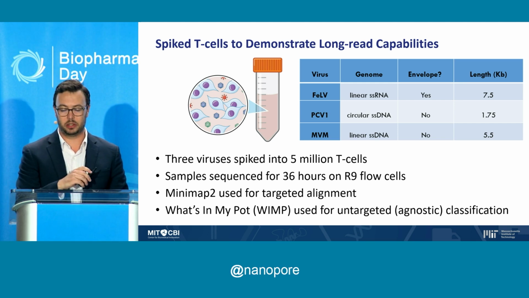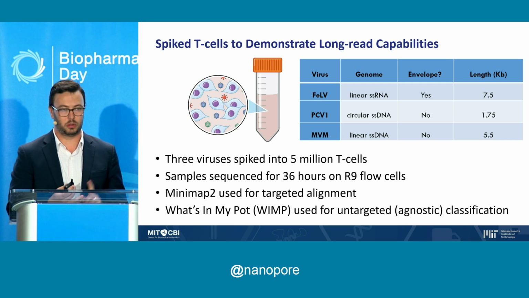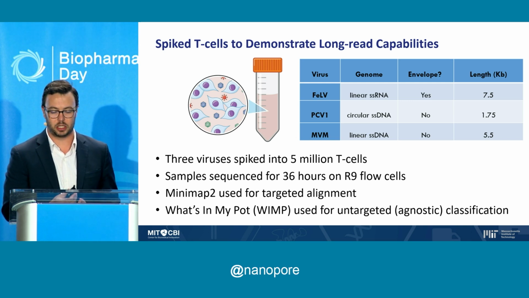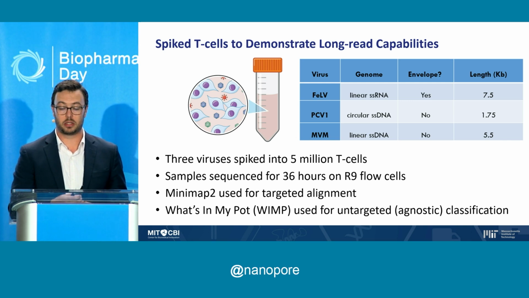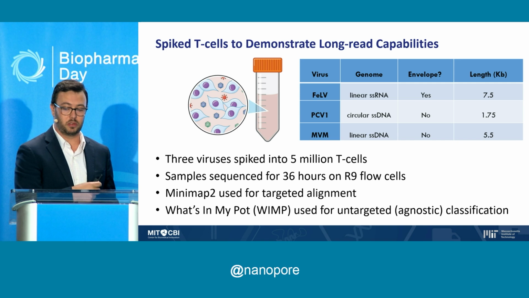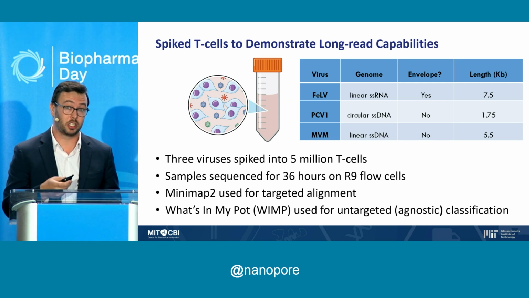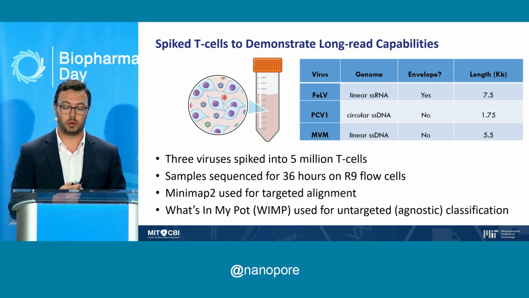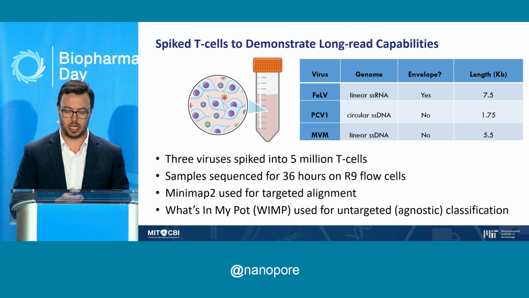So you can see them here listed on the right. We have feline leukemia virus, porcine circovirus 1, the one that was implicated earlier in that example I showed you, and minute virus of mice. You can see they are 3 different genomes. Some are RNA, some are DNA, some are enveloped, some are not. And they also vary in size. And PCV1 in particular is very short, only 1.75 kilobase pairs in size.